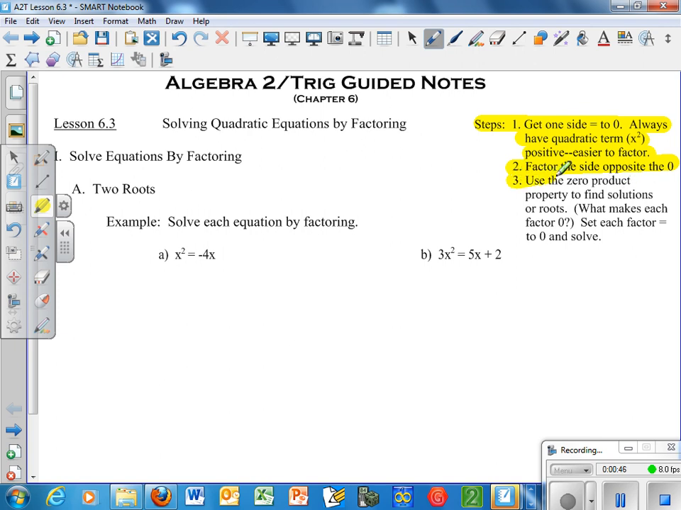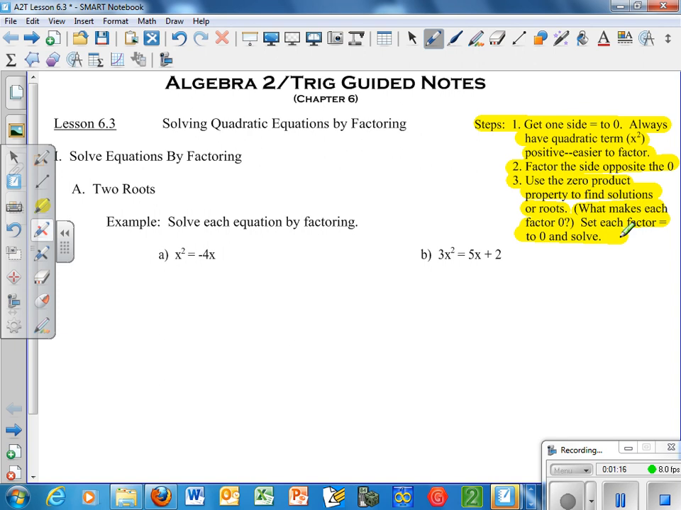And then once we get it factored, we're going to use the zero product property to find the solutions or the roots to the quadratic equations. So using the zero product property, you want to ask yourself what makes each factor 0, or set each factor equal to 0 and solve. So add those steps to your notes. You can pause the video if you need to. Then we're going to get started here.